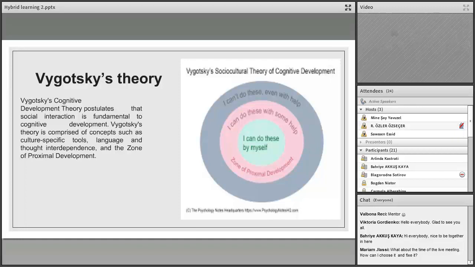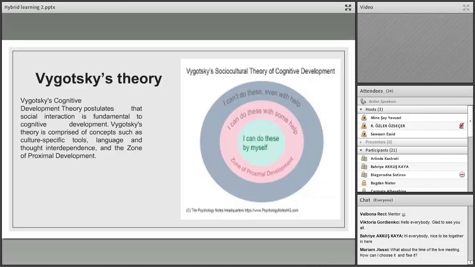This is a slide I inserted. Maybe you are familiar with Vygotsky's theory. It's the Vygotsky cognitive development theory that really emphasizes the interaction between the students and the educator, which is fundamental to cognitive development. So Vygotsky's theory comprises concepts such as culture-specific tools, language and thought interdependence, and the zone of proximal development, as you can see here in the picture.